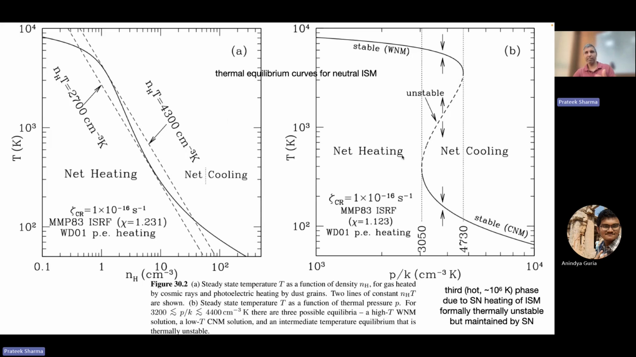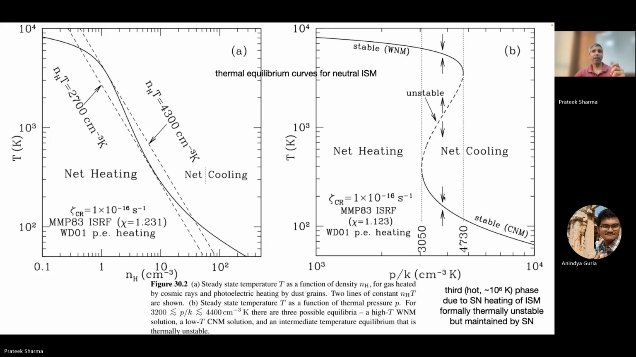The reason can actually be seen on the curve on the right. This is in the temperature-density space, but you can also do the same thing in temperature-pressure space, right? Because if you know n and T, pressure is known, because pressure is just nT. So if you do that, this is the equilibrium curve, the same curve drawn in this space. What it shows is that in this pressure range, there are three equilibrium phases for the neutral ISM: this one, this one, and this one.